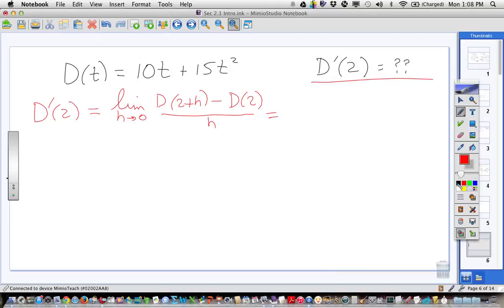Now we've got to do a couple of different things. First of all, we got to know how we work this out. How do we do that black part, and how do we do this? Well, the blue part's easy. What's d of 2? How'd you get that?